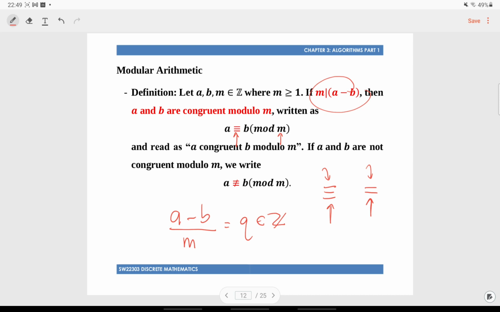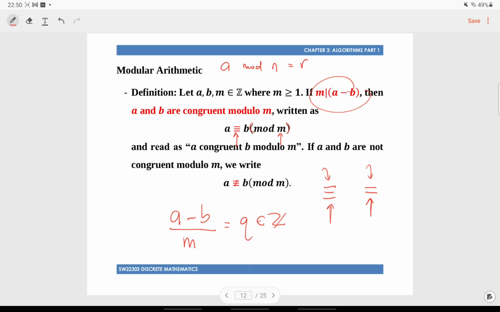There is a difference between this and a mod n, which means we are looking for the remainder when we divide a by n. There we put mod n without any parentheses. But for the congruence relation, we put the modulus value m inside parentheses. So we read this as a congruent b mod m.